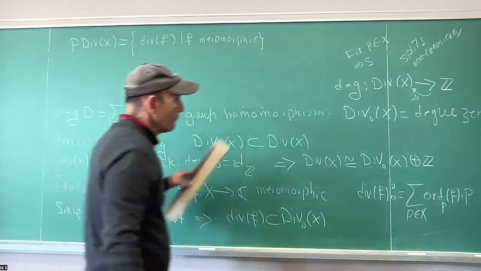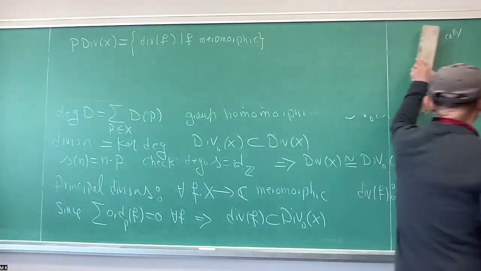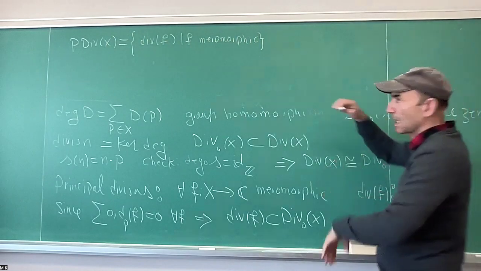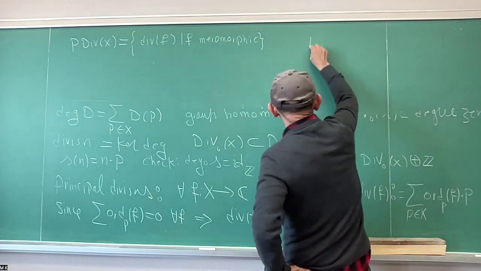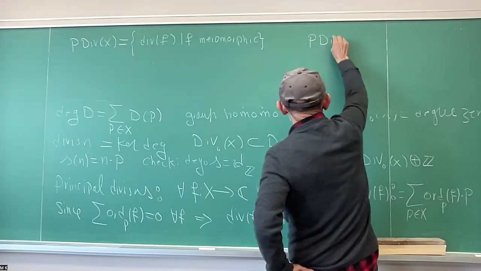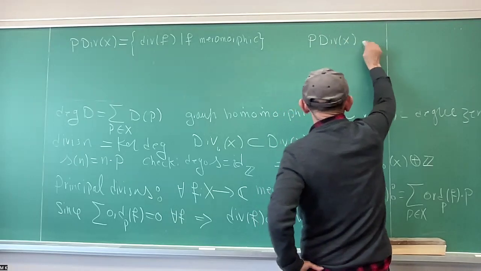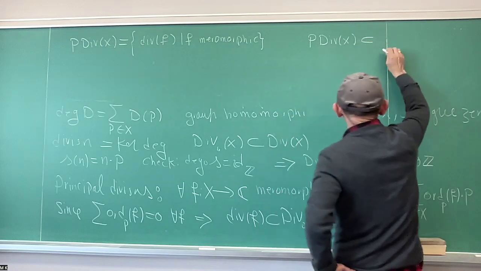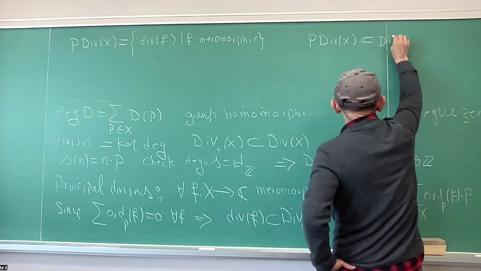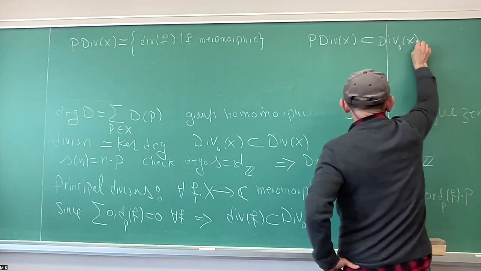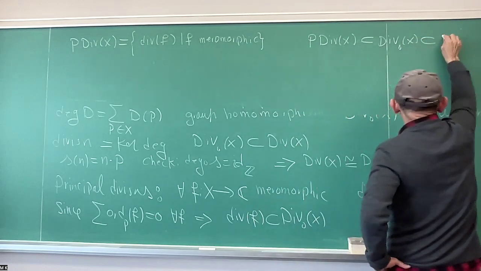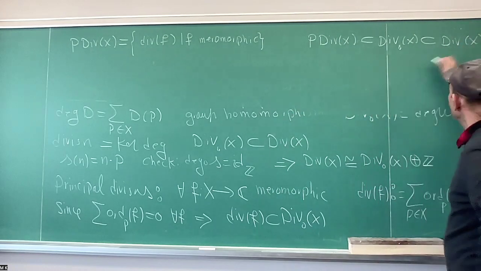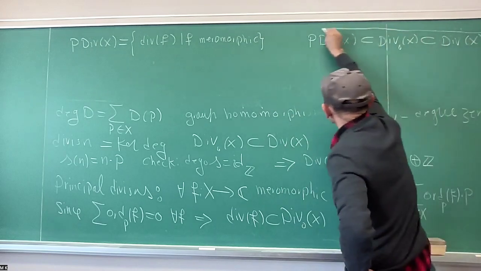And so what we have then, if we put everything together, we can put everything together in one sequence, which is principal divisors. I just don't want to write it as a sequence, I just write inside the divisor degree 0 of X, and this is inside all divisors. We have this, so have this in mind all the time.